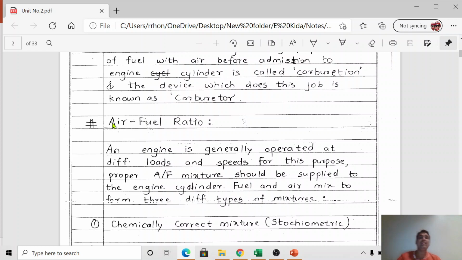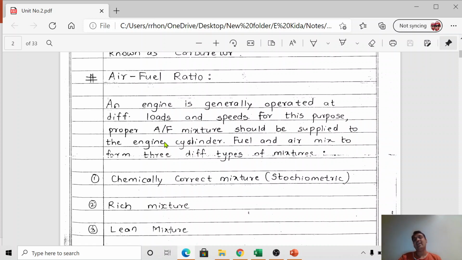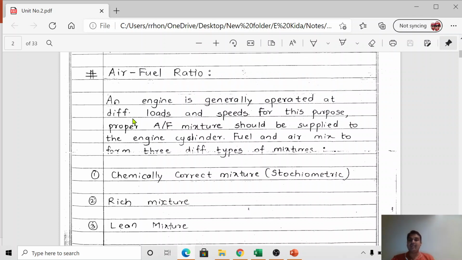So the next one, the air fuel ratio. What do you mean by air fuel ratio? We have always heard there are three types of air fuel ratio. One is a chemically correct mixture, also called a stoichiometric air fuel mixture. Second one, rich mixture. Third one, lean mixture. So always remember, dear friends, air fuel ratio is nothing but the ratio of air to fuel.